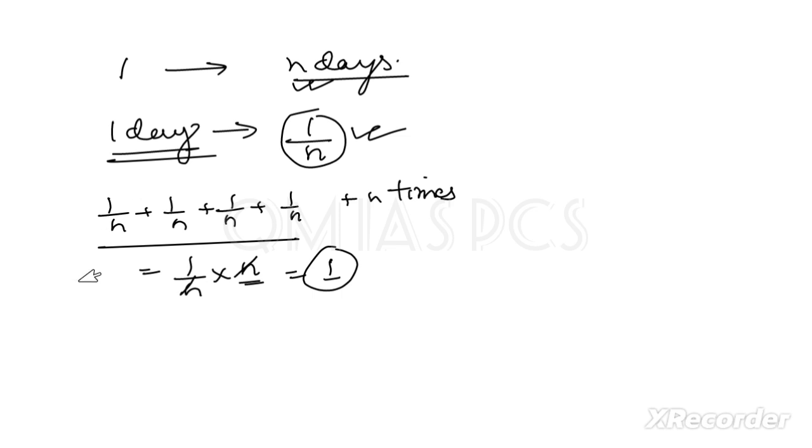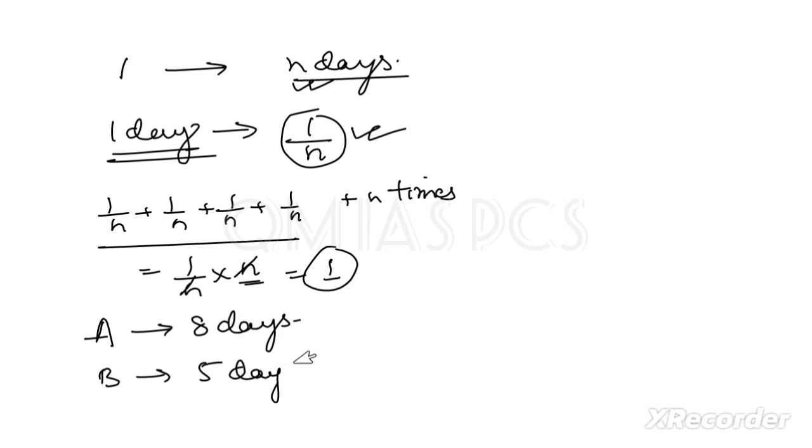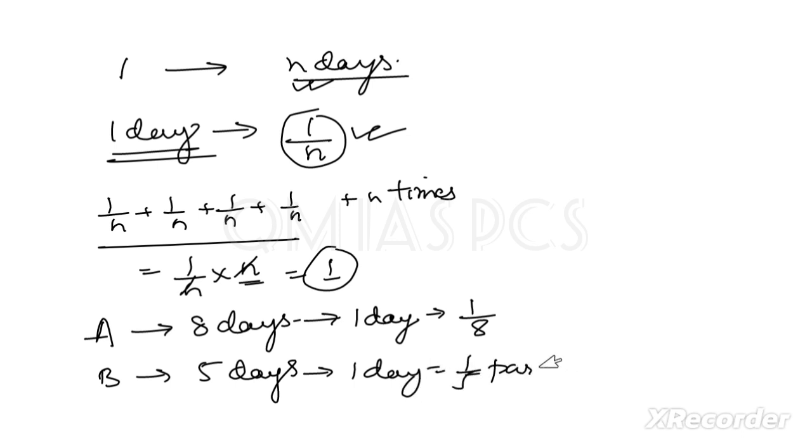So if I say a man A is completing a work in 8 days, and man B is completing it in 5 days, how much part of work is each doing in one day? A is doing 1 by 8 part of work in one day, and for B it is 1 by 5 part for one day. Is it clear? So you can write like this in fraction form.